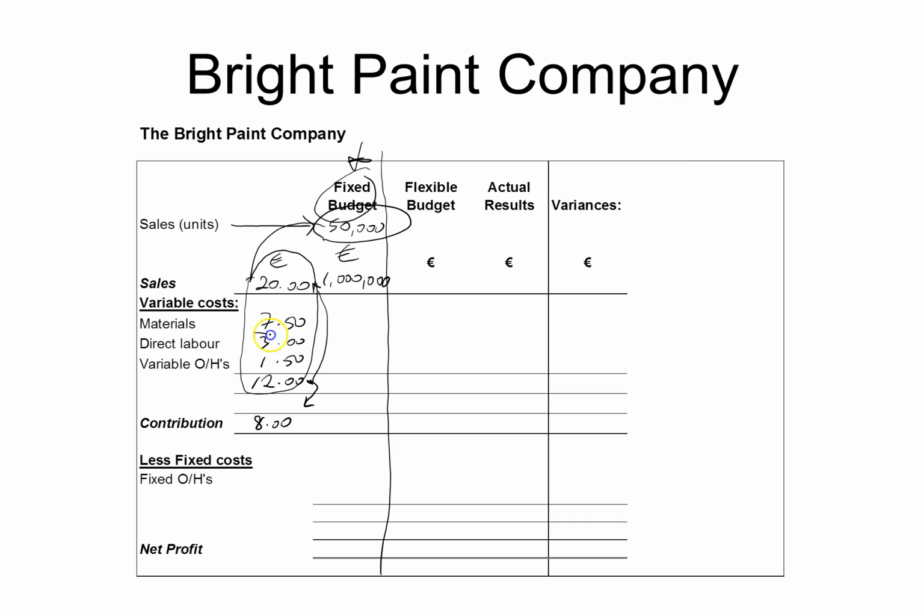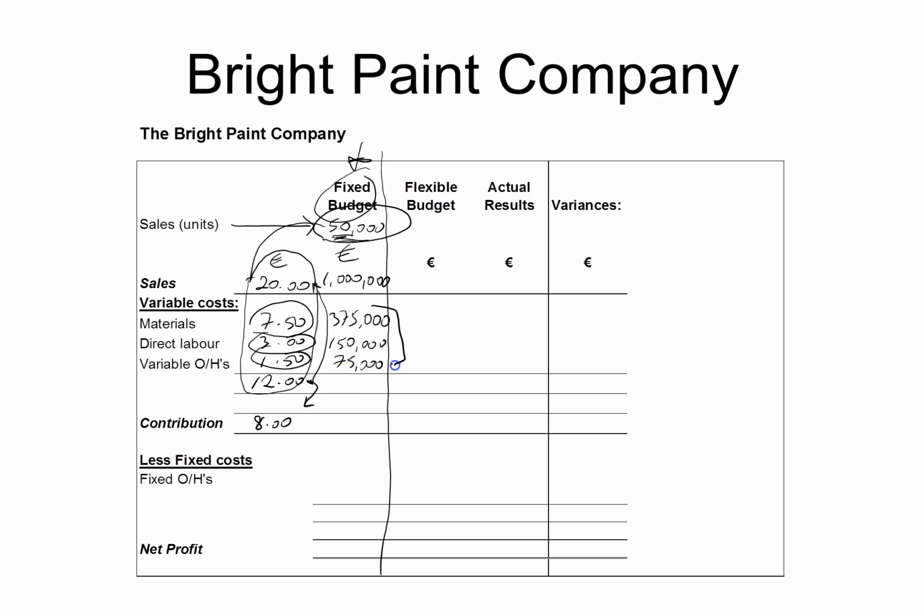Now, we need €7.50 worth of materials for each unit we make. So 7.50 by 50,000 will be €375,000. So that is the budget or projected cost for materials. Labor, €3 per unit times 50,000, so that would be 150,000 would be the expected direct labor cost. And the variable overhead, €1.50 per unit times 50,000 units, will be €75,000.